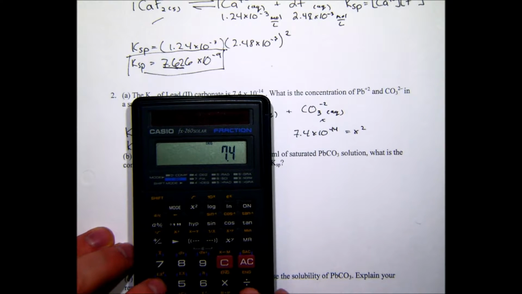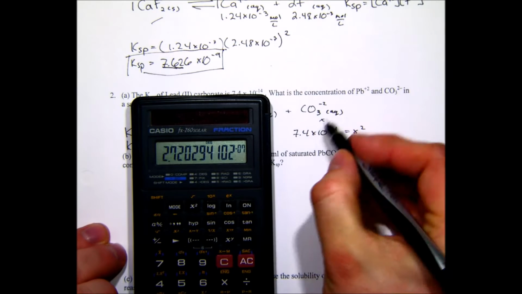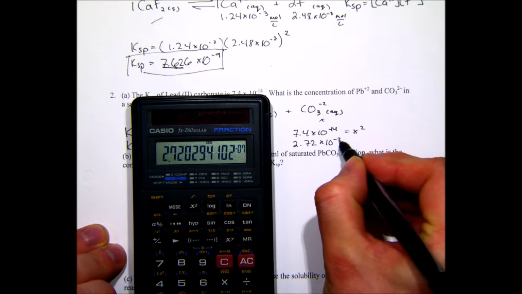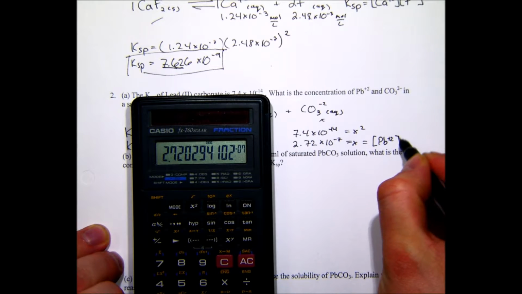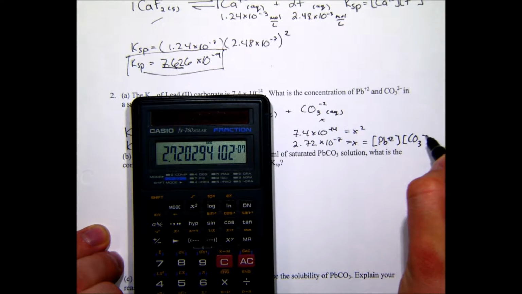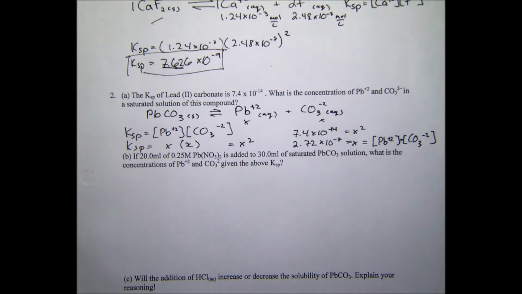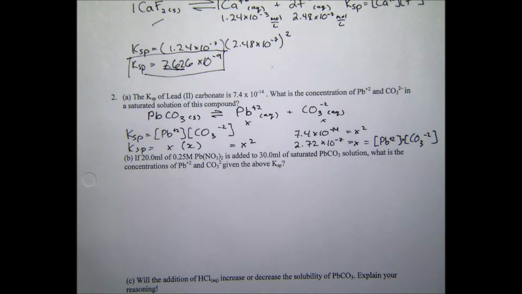We just solve for x. 2.72 times 10 to the negative 7 is equal to x, which is equal to the concentration of lead plus 2 and carbonate minus 2. And that's all we do for that particular problem. Very nice and easy when the ratios are the same. It gets a little bit more complicated, a little more annoying as you add greater numbers of ions.